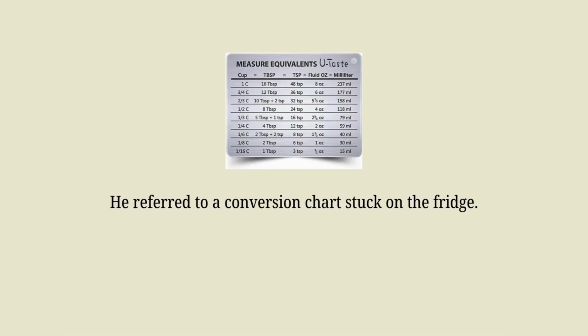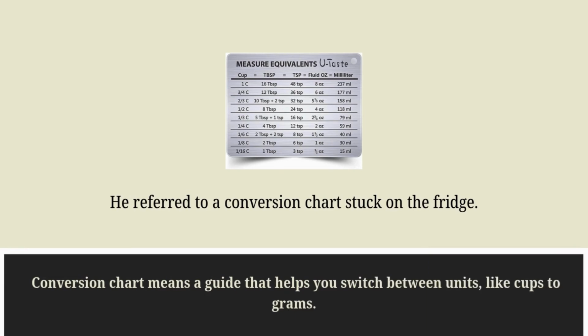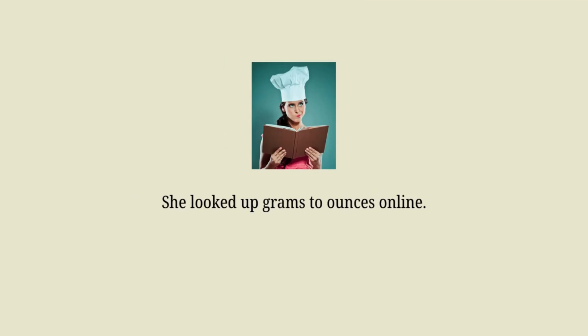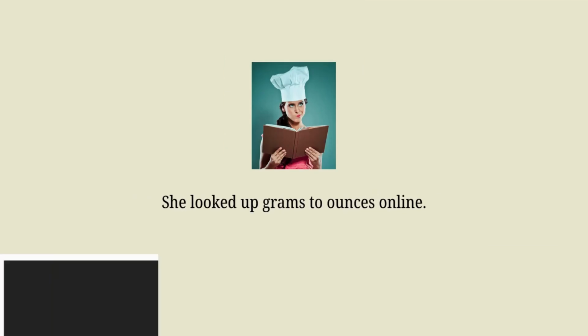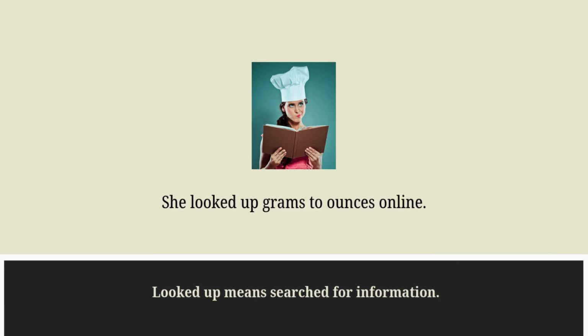He referred to a conversion chart stuck on the fridge. Conversion chart means a guide that helps you switch between units, like cups to grams. She looked up grams to ounces online. Looked up means searched for information.